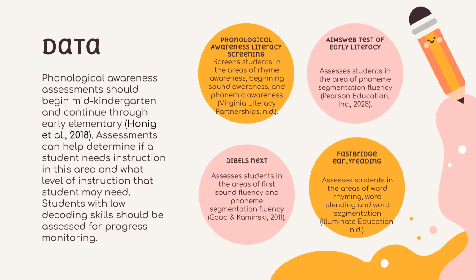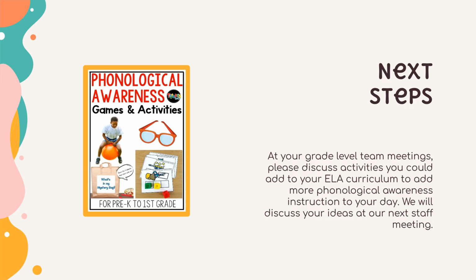The AIMSWORD Test of Early Literacy assesses students in the area of phoneme segmentation fluency. The Dibbles Next assessment assesses students in the areas of first sound fluency and phoneme segmentation fluency. And the Fast Bright Early Reading Assessment assesses students in the areas of word rhyming, word blending, and word segmentation.